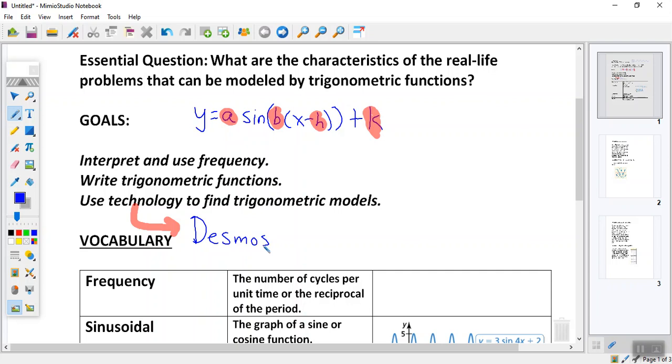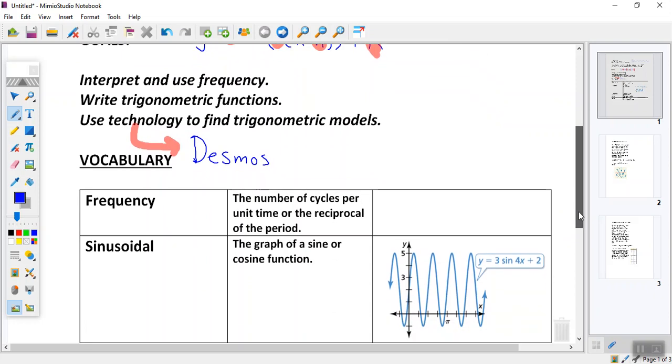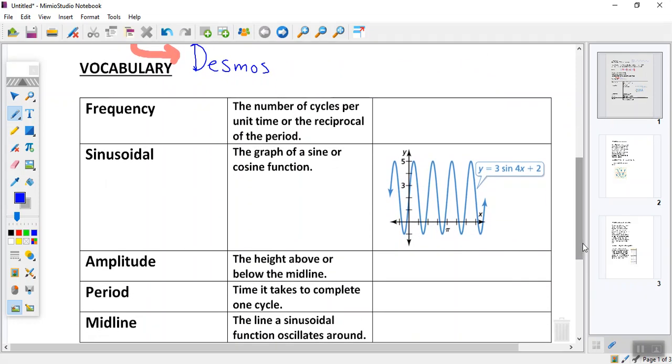Okay, guys, new vocab term: frequency. Anybody want to volunteer to read that for me? The number of cycles per unit time, or the reciprocal of the period. This is an important one. Anytime you talk about per unit time, it's measured as what's known as frequency.